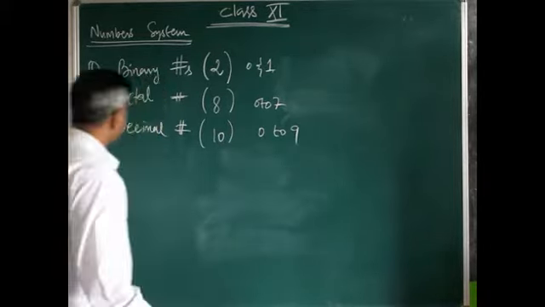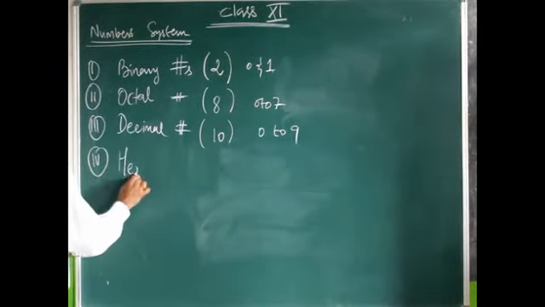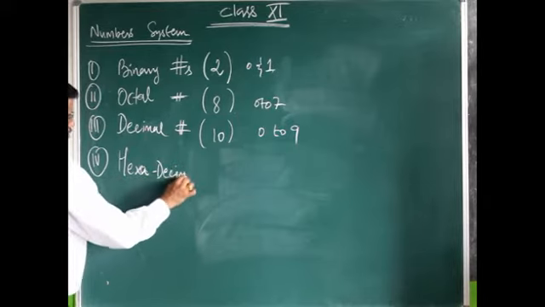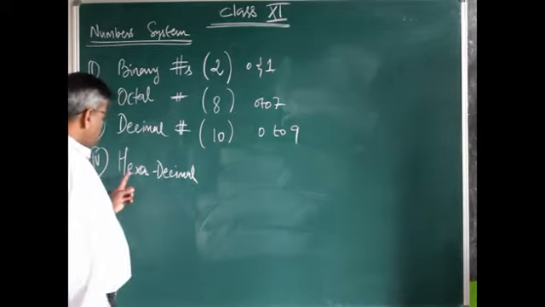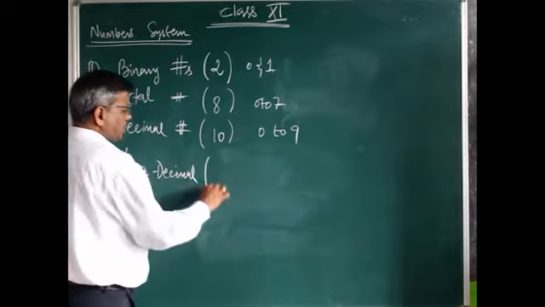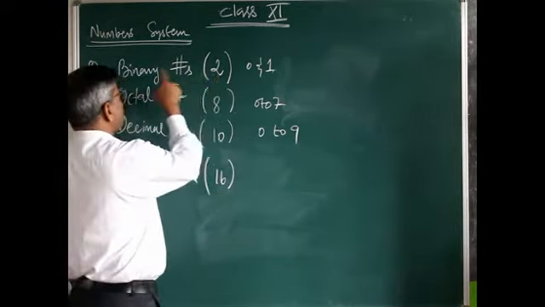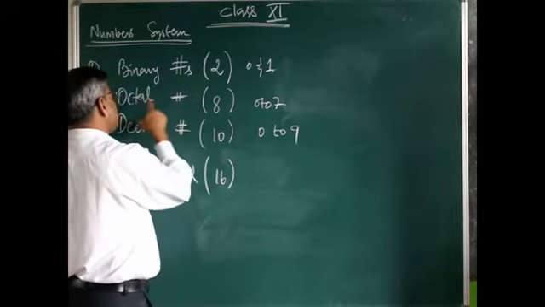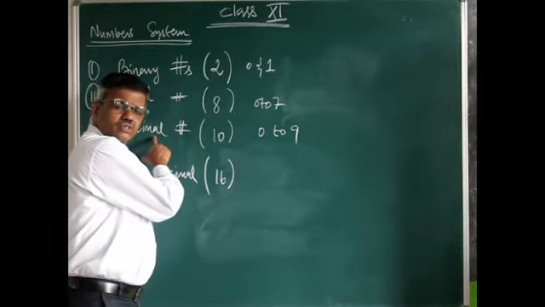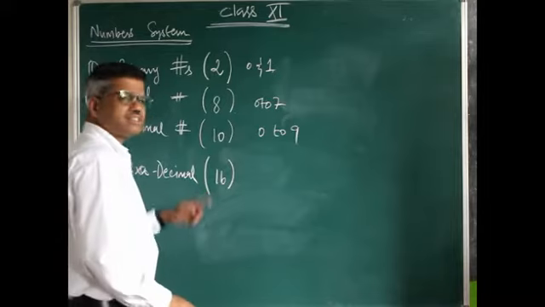And the fourth number system we have is called the hexadecimal number system. Hexa means how much? 6. Deci means how much? 10. 10 and 6 is 16. If the base is 2, it's called binary. If the base is 8, it's called octal. If the base is 10, it's called decimal. If the base is 16, it's called hexadecimal.